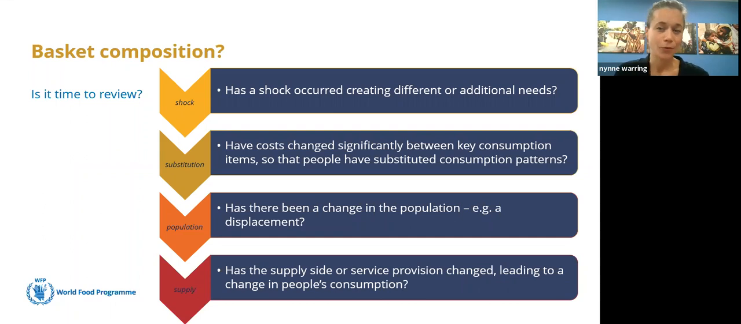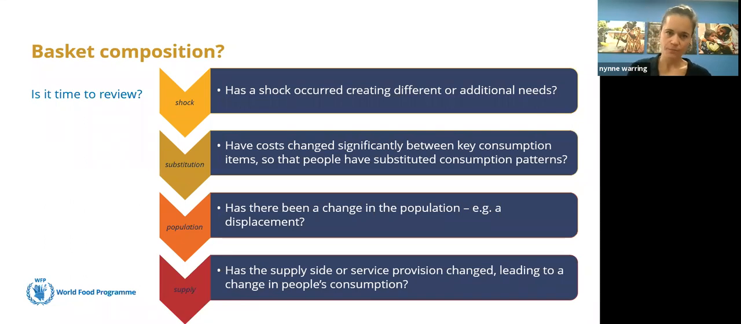You can also think about population changes. Has there been a change in the composition of the population that the MEB is constructed for? For instance, has there been a huge influx of IDPs, meaning that in this area where your MEB is relevant, there are now other people who would also be recipients of whatever program is based on the MEB, but their consumption necessities look different.